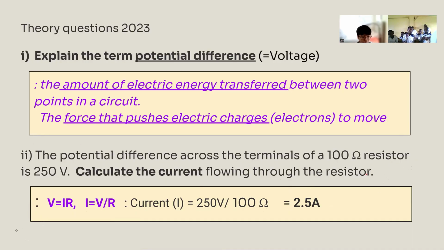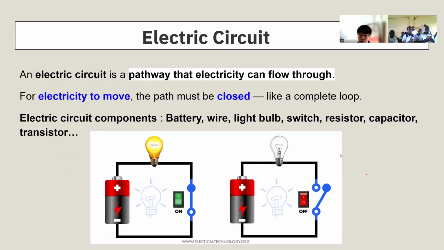Okay. So now let's move on to the concept of electric circuit. So before we talked about some of the properties, talked about the voltage, current, resistance. But the whole thing forms a circuit. So electric circuit is a pathway that electricity can flow through. So it is just a connection.